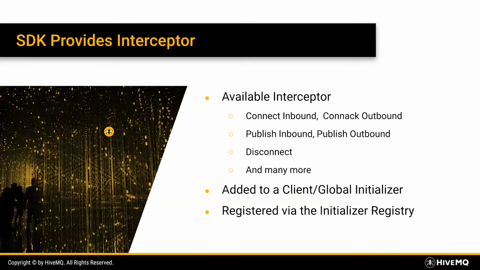We have a lot of interceptors implemented. Available interceptors are, for example, for connect inbound or for connect outbound. We can use a publish inbound interceptor or publish outbound interceptor. We can use disconnects and many more. For our use case, we need the publish inbound interceptor, and this inbound interceptor we must add to a client or a global initializer, and this has to be registered by our registry.